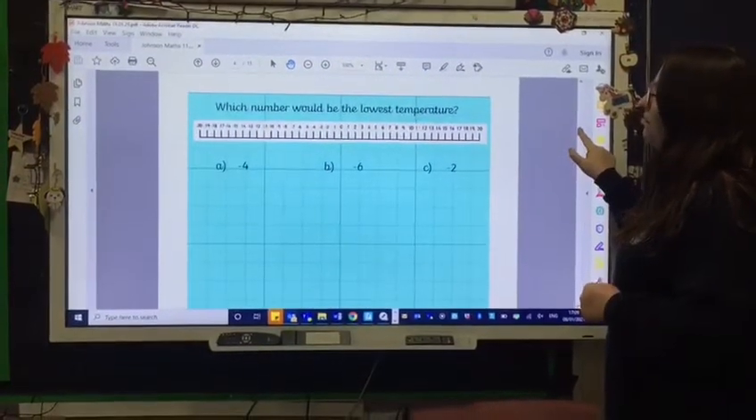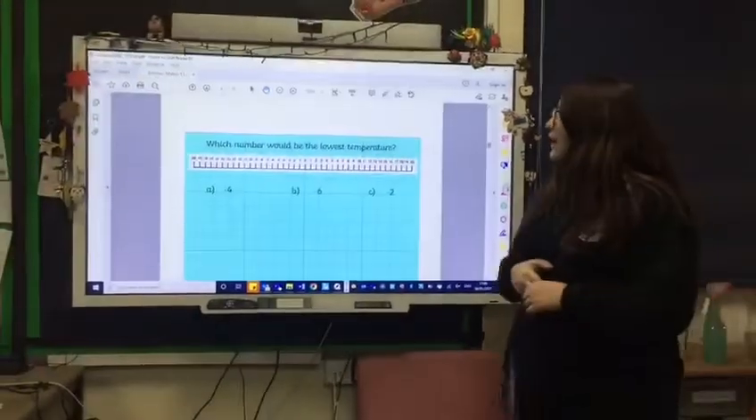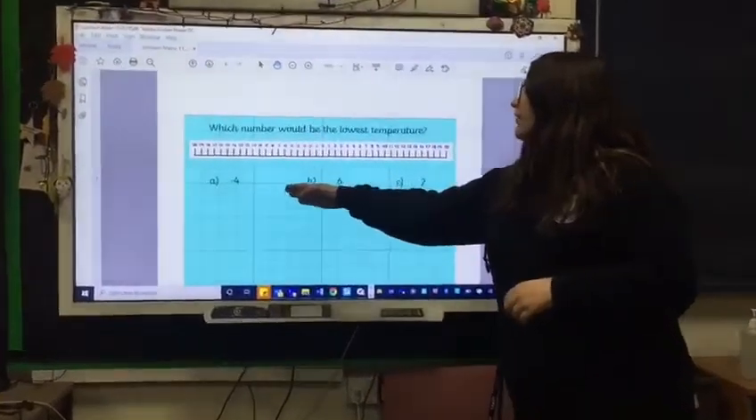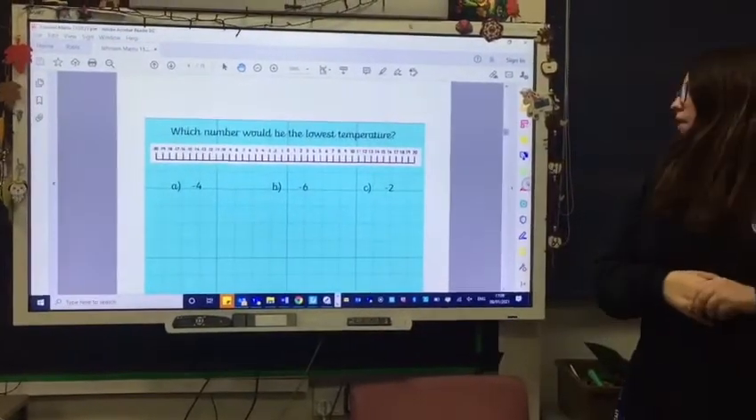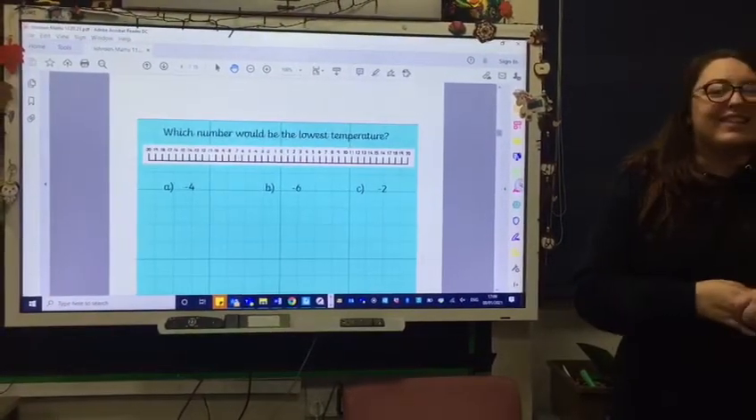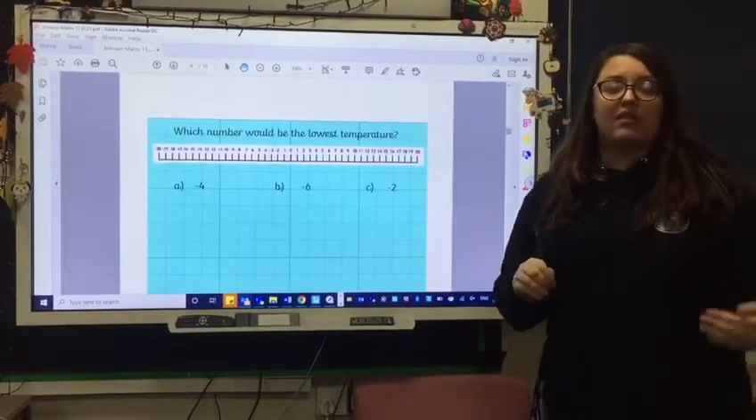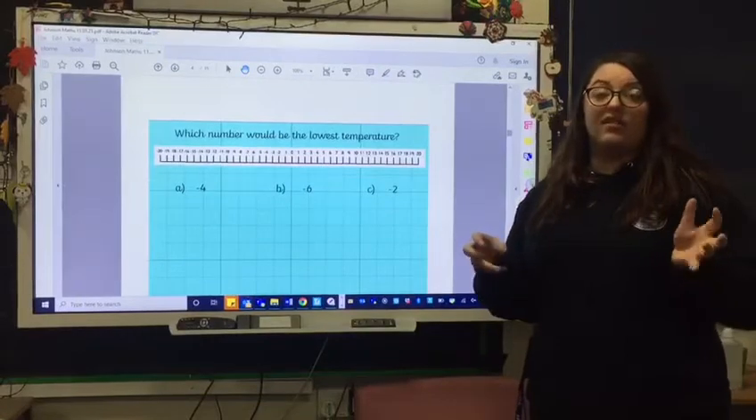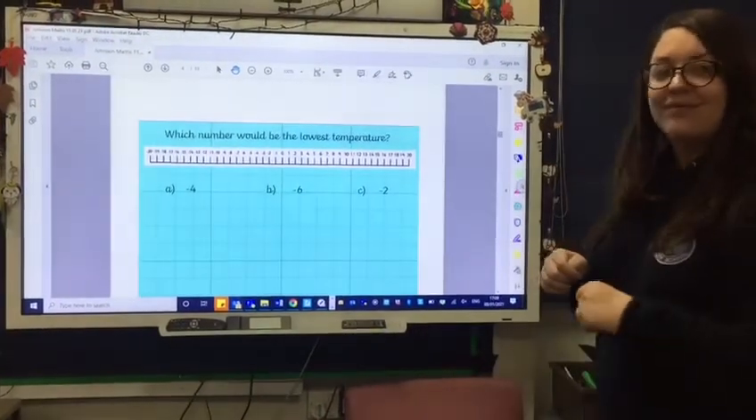Okay, next question. Which would be the lowest temperature of those three options? Would it be -4, -16 or -2? Sorry, -6, not -16. So pause the video, have a think. Which temperature do you think would be the coldest? Which would you see on the news and go, I really need to wear that extra layer today? Pause the video, have a think.